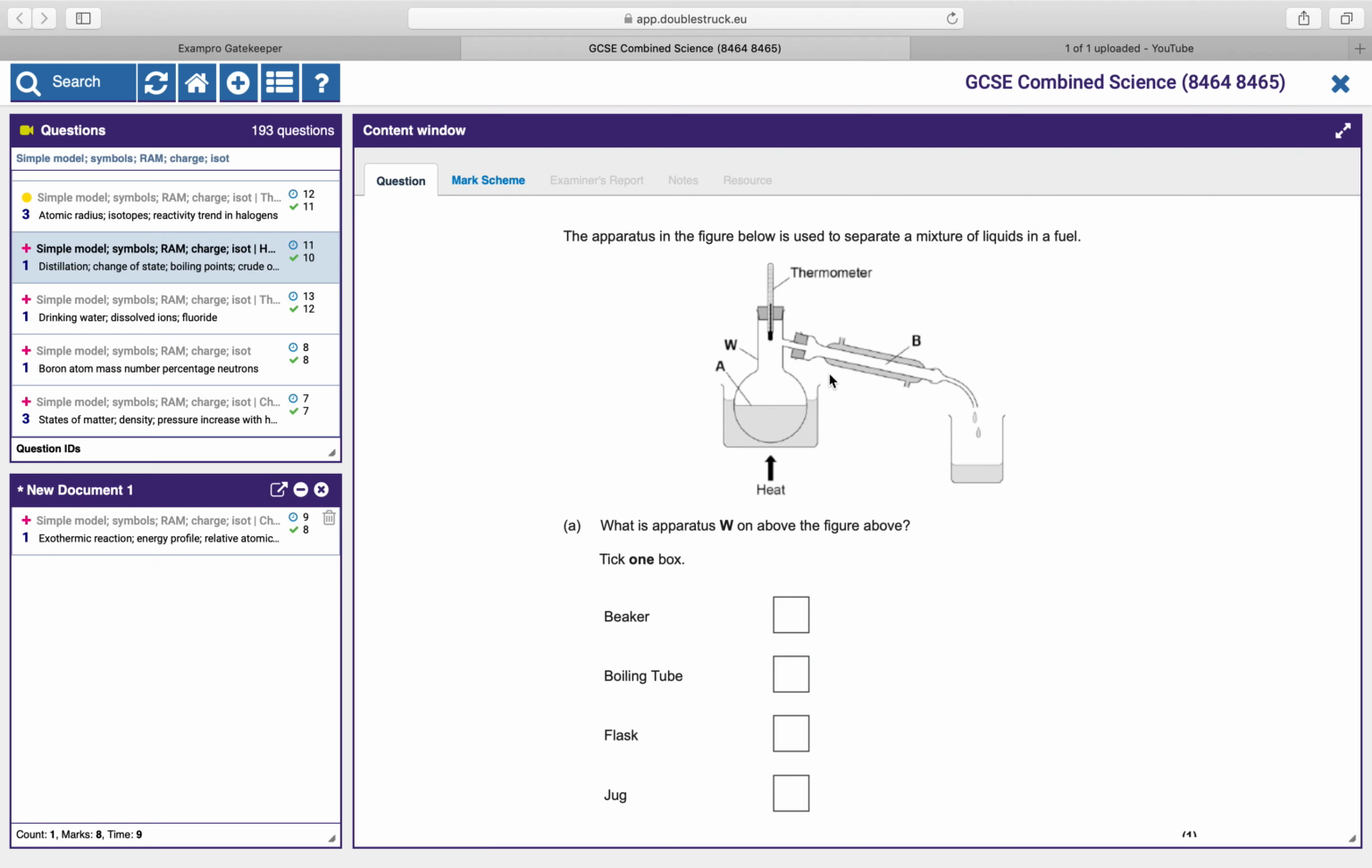What is it? I hope I'm not going to get some random German person tell me it's a Liebig condenser or something. I don't know. No disrespect to the German people.